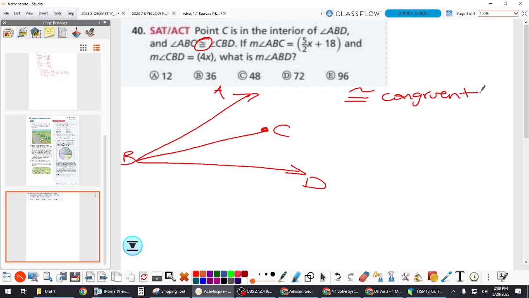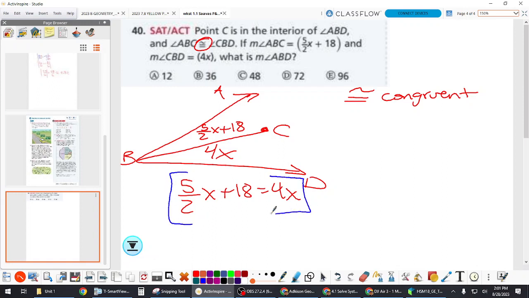Basically, that tells us that if ABC is this size, and I want you to put the information in the picture, because it will help you, okay? So if this angle is that size and CBD is 4x, and we know they're the same, what can I do with those two expressions? You can put them equal to each other. Yeah, so we're solving this equation. That's all. So how did we get rid of fractions in all our solving work? Well, we multiplied by the denominator.